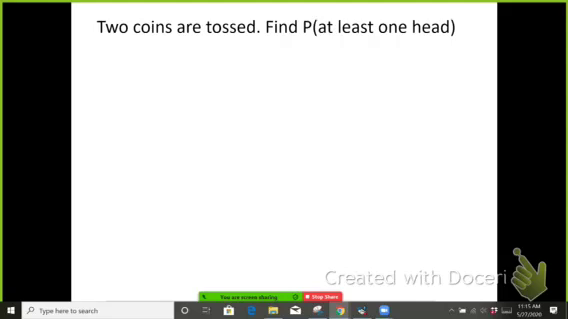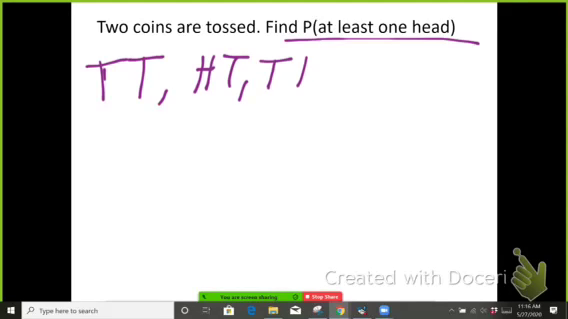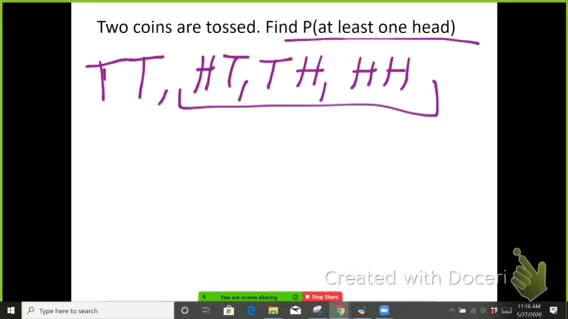So here's a similar example, just a little simpler. If we flip 2 coins, what's the probability of getting at least one head? Well, if we draw out the sample space, we see you could get tails, tails, or heads, tails, or tails, heads, or heads, heads. So we could see that the probability of getting at least one head would be 3/4. That's the direct way of doing it.